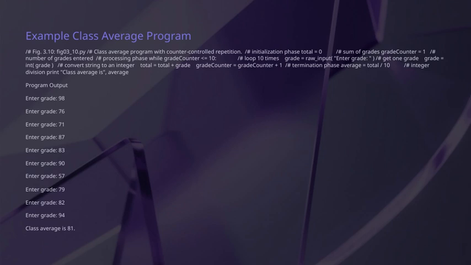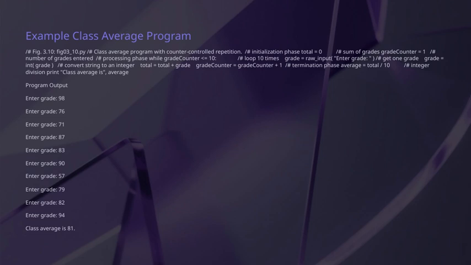Next, during the processing phase, we enter a while loop that continues as long as grade counter is less than or equal to 10. Inside the loop, we prompt the user to enter a grade, convert that input from a string to an integer, and then add it to our total. After each grade, we increment grade counter by 1, so the loop knows when we've processed all 10 grades. Once we've collected all 10 grades, we reach the termination phase.